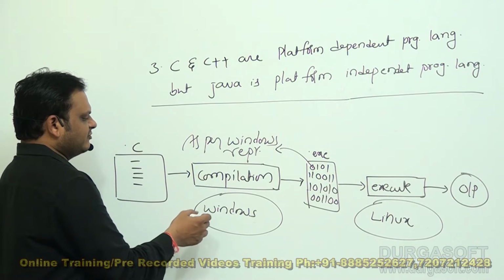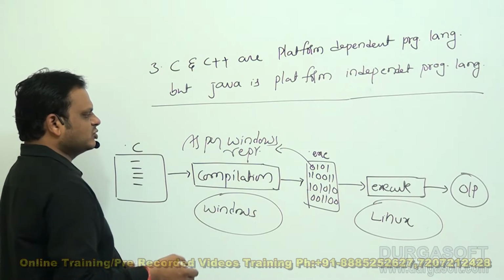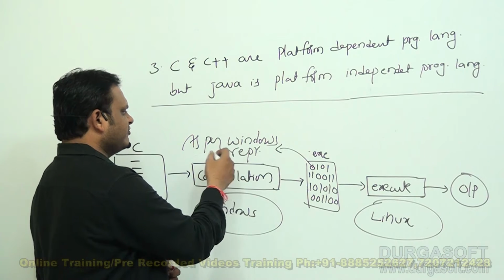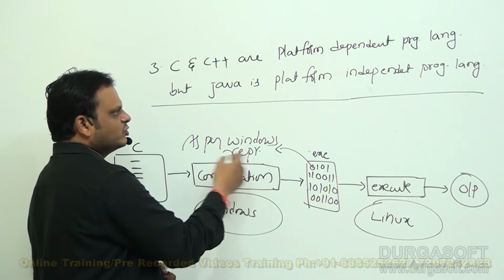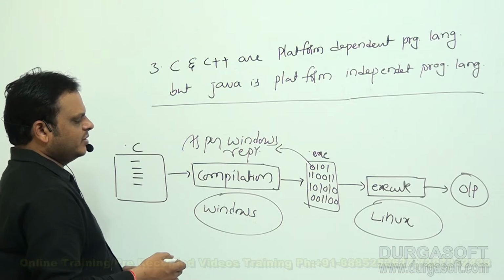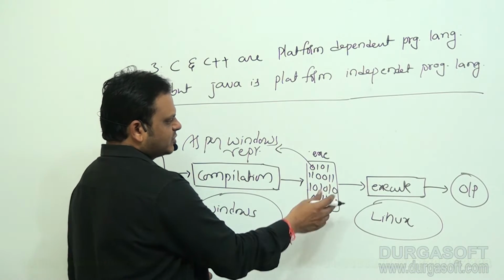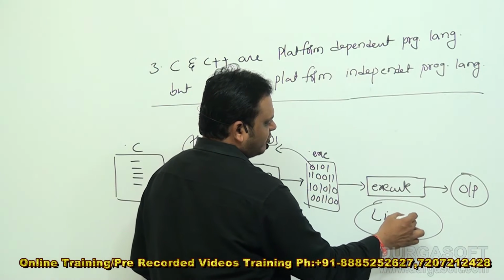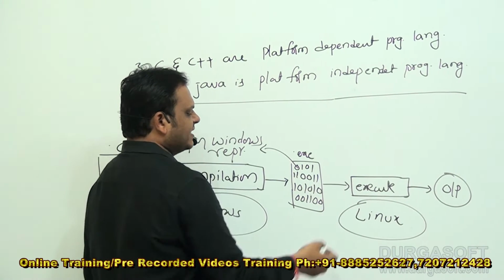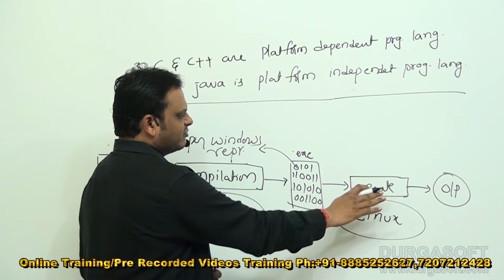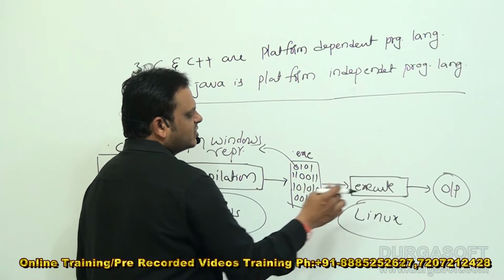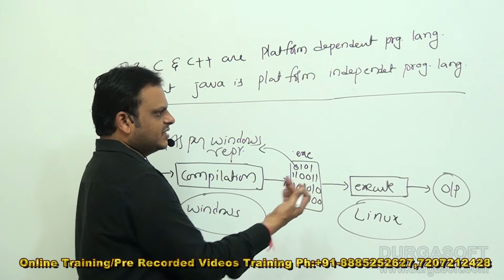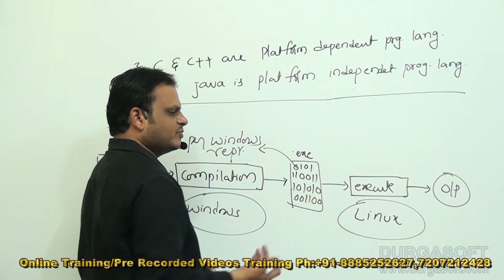So the C program is compiled on Windows operating system, and automatically a .exe file is generated. This .exe file is provided as per Windows representations. Then after that, I am trying to execute this program on Linux operating system. If we use Linux operating system for runtime, we must require executable code as per Linux representations. In Linux, if you want to execute any C program, the generated .exe file must follow Linux representations.